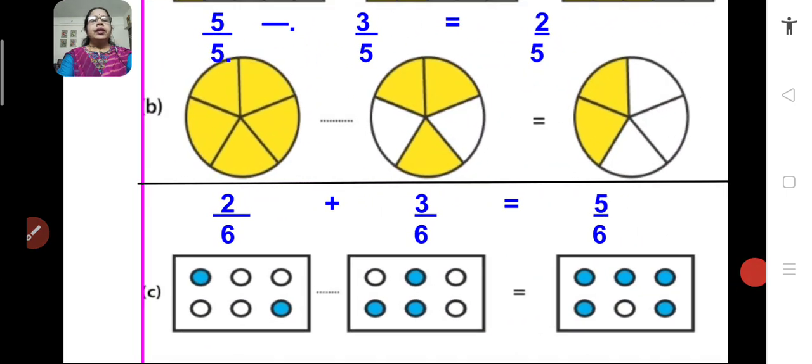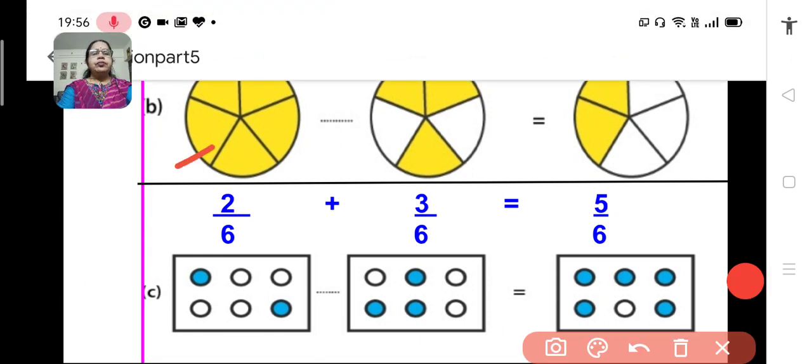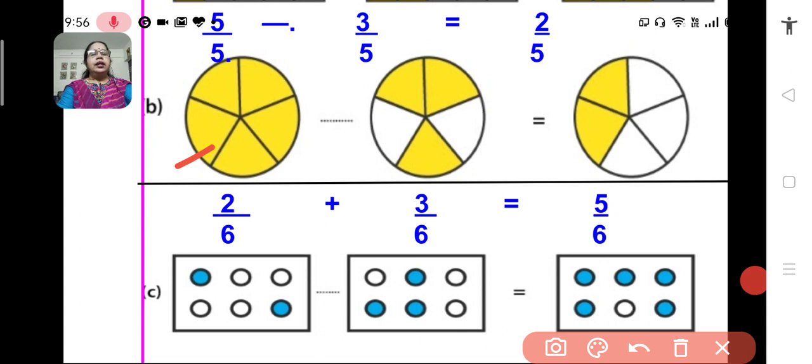Similarly, we have here whole shaded, 5 upon 5, and here 3 parts out of 5 are shaded, 3 upon 5. When we subtract these two fractions, what do we get? We get 2 upon 5. So, we keep the denominator as it is and we subtract the numerators. So, we get the result as 2 upon 5.